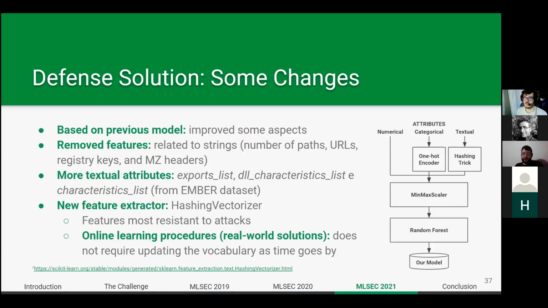Also, we used some more textual attributes from EMBER that we did not use in the previous year, such as the port list, the DLL characteristics list, and the characteristics list. And finally, we changed our feature structure to a hashing vectorizer, which made our classifier more resistant to attacks. In addition, for online learning procedures or real-world solutions, this method does not require updating the vocabulary as time goes by. So as new malware comes, we will not need to train this model again in practice. That's one advantage of using it instead of TF-IDF.